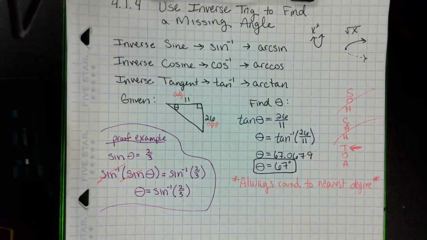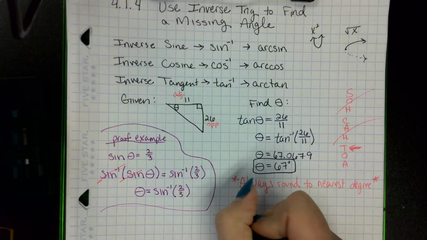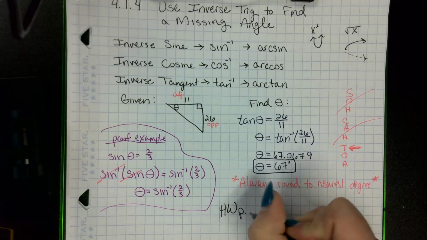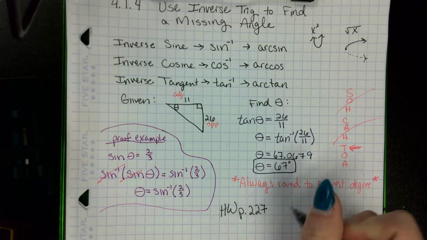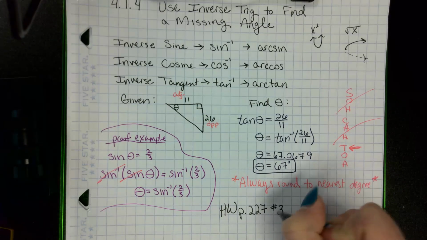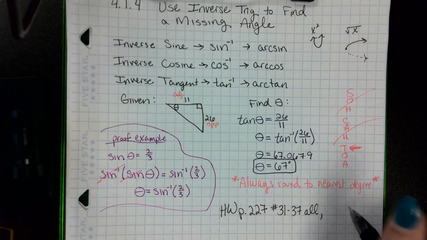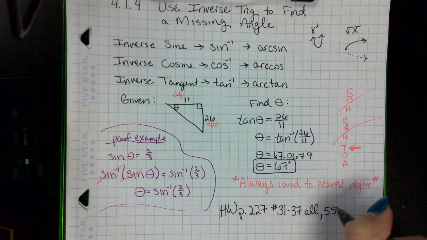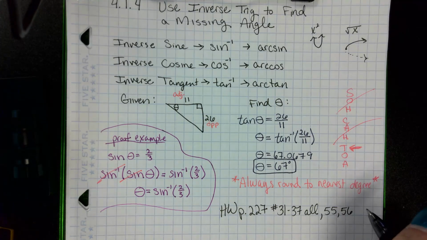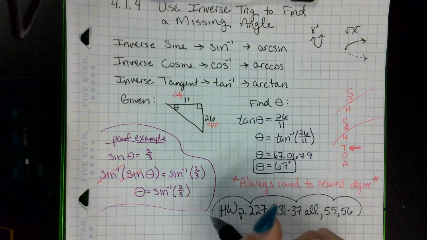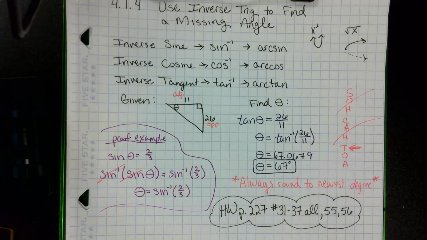All right. So your assignment, I'm going to say homework, but I don't really mean homework. I mean do it right now work, is page 227. Numbers 31 to 37, all of them, and number 55 and 56. That is not that many problems. Don't, oh my gosh. Come on, you're good.